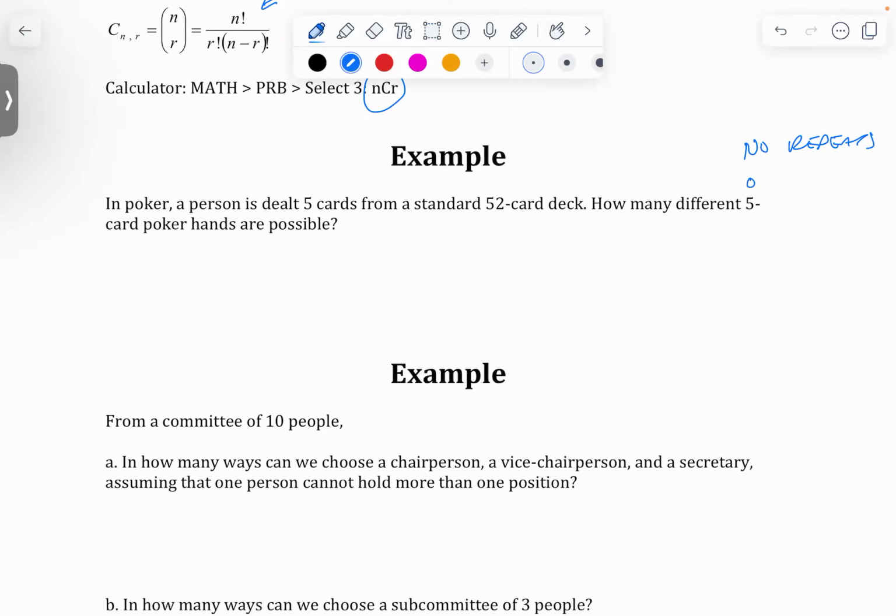Here's the other big thing. Order doesn't matter. Because the idea is that if I'm getting 5 cards, if I get a king first or I get a king last, it doesn't matter. I have a king. Okay? It doesn't matter where in my hand it came. So that means this is the definition of combinations.